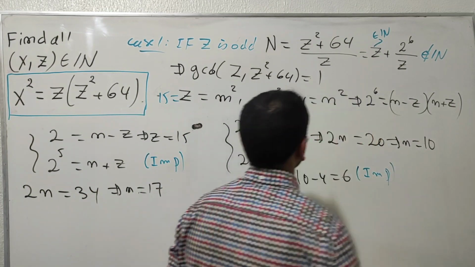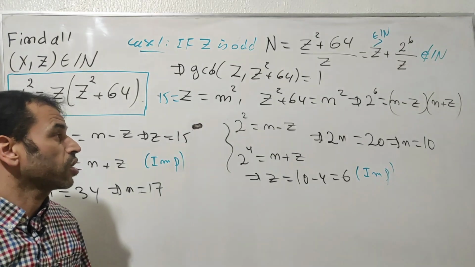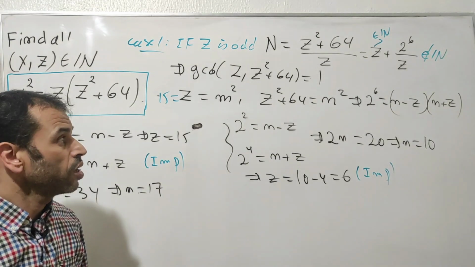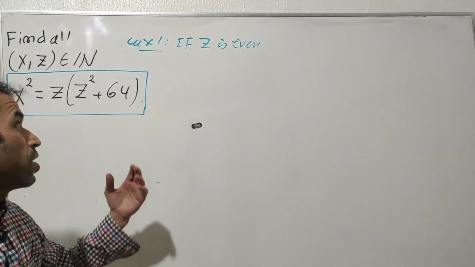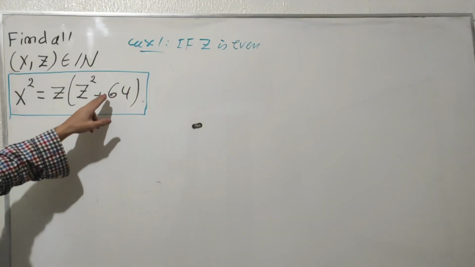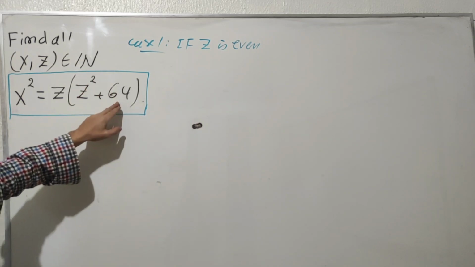Okay? Which means oddness doesn't work in this case. Let's move on to check the evenness of this one, okay? Now let's get rid of this one and move on to the second case. This case is going to be a little more challenging because the GCD is going to give us a problem here, okay, since we have the even here.